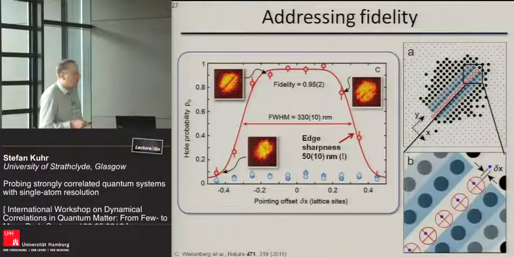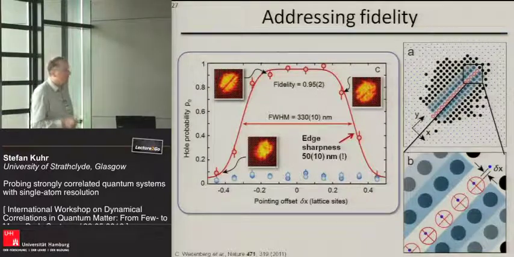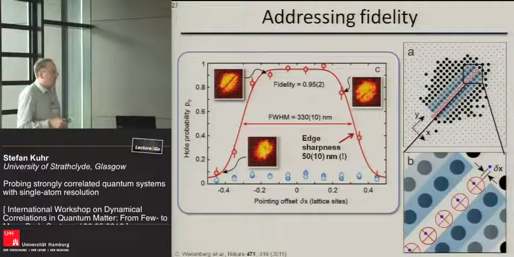So 0 pointing offset means we directly hit the lattice site, and 0.5 pointing offset means we hit in between two lattice sites. So we can see that if we do everything right, we have a very high spin flip fidelity of 0.95. So we just count the number of holes as a function of this offset, and we see when we go away from the center, this probability drops to a background that's given by the thermal holes of only 6%.